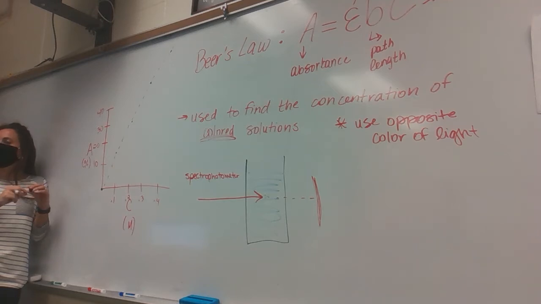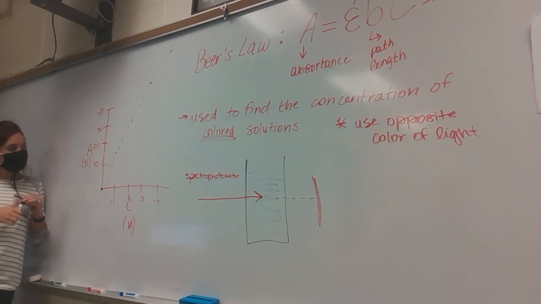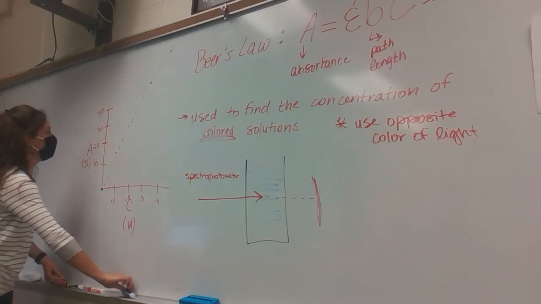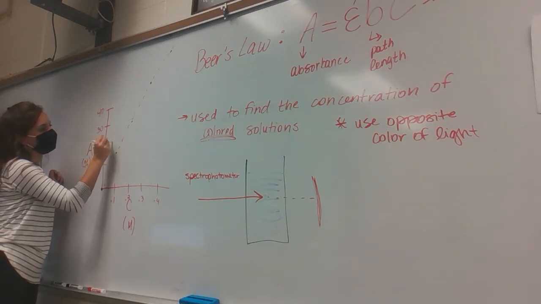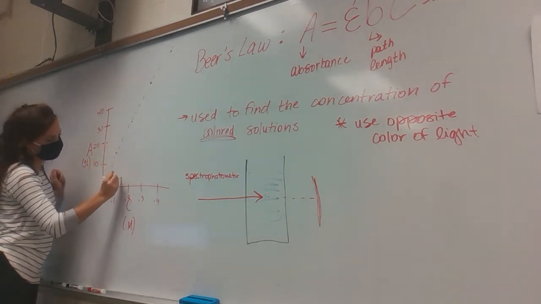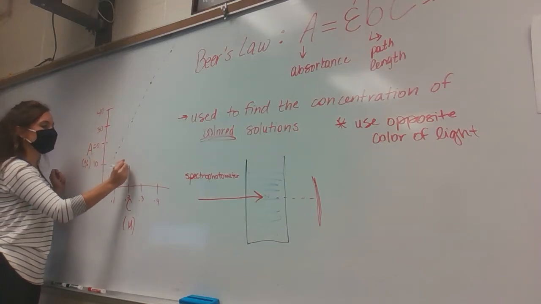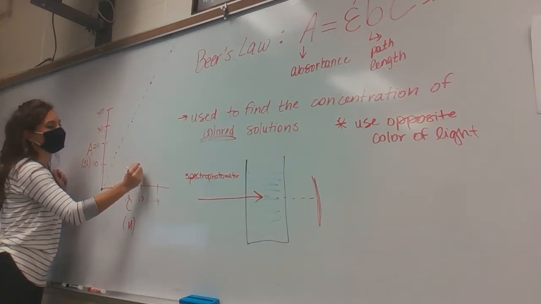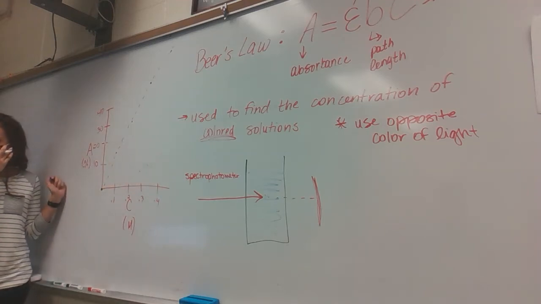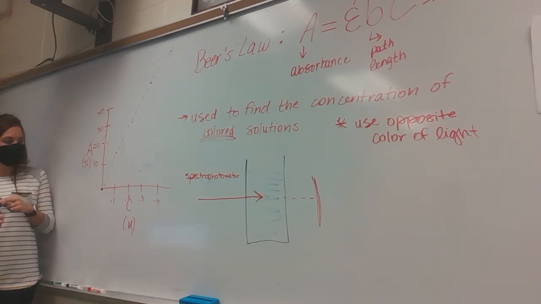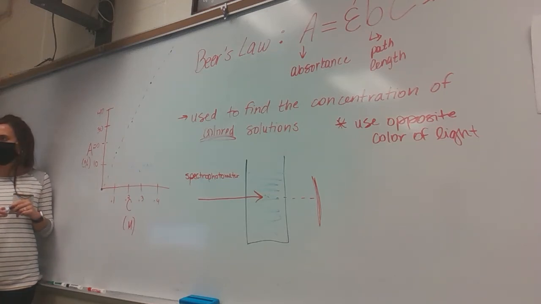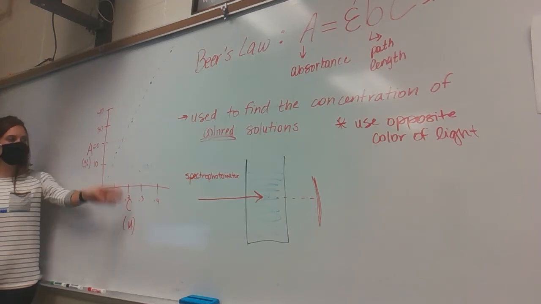Then you can take your solution that you don't know the concentration of. You can put it in your spectrophotometer. It will spit out an absorbance. So let's say it spits out an absorbance of 20. You can go to your graph and go down, and you can say, oh, my concentration must be about 0.13 molar. 0.14, 0.15, whatever. Does this make sense? Use knowns to find an unknown.